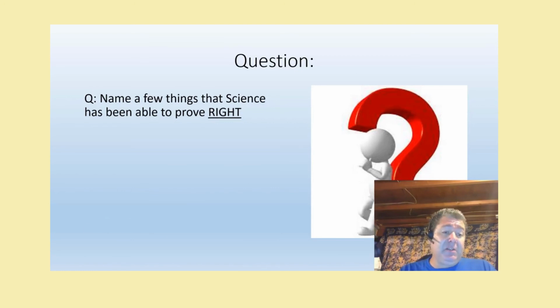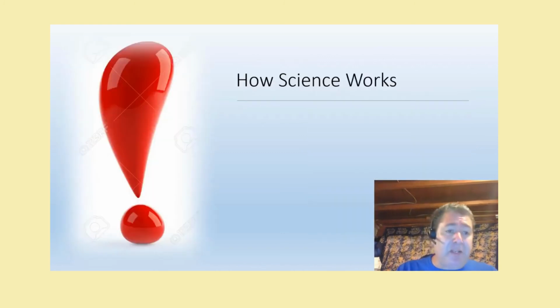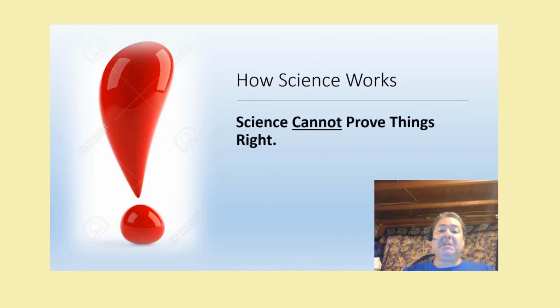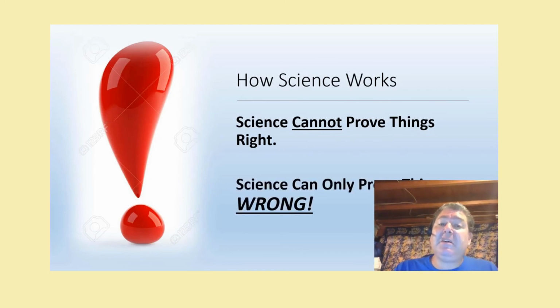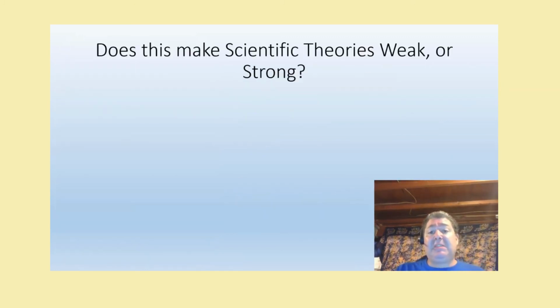The answer is nothing. Science proves nothing right. That is not how science works. That is not the nature of science. Let me tell you how science works, folks. It operates on the principle of falsifiability, which means science cannot prove things right. Science can only prove things wrong. And this is the power of science. So does it make scientific theories weak, or does it make them strong? I would say this makes them strong.